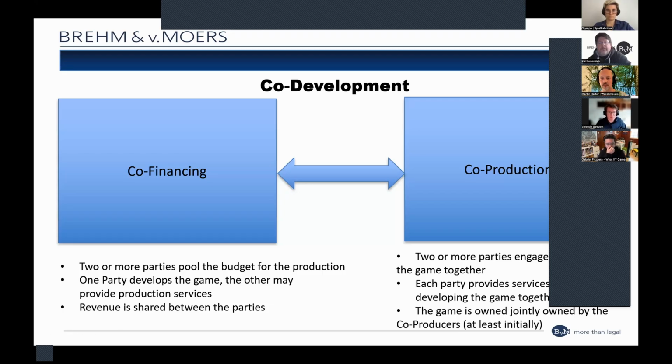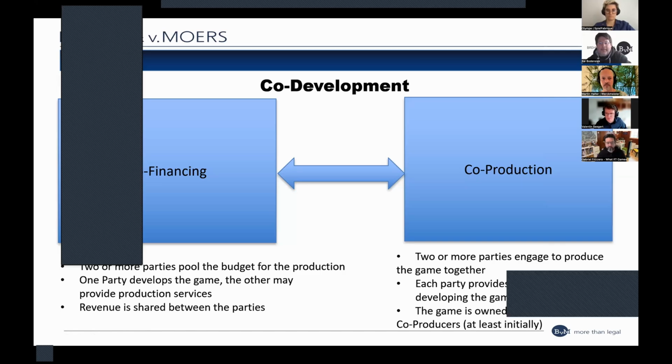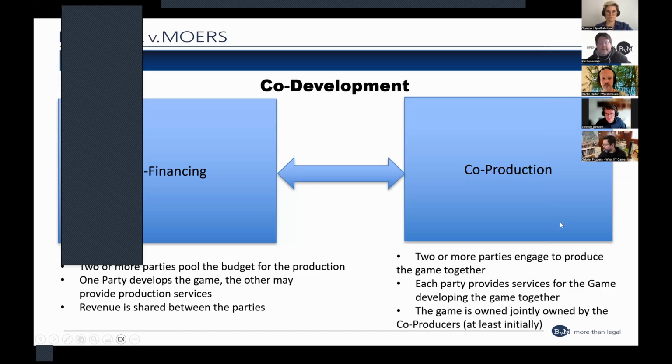And then we have what I would call the real co-production, and the real co-production works a little bit different. And there we have, again, two or more parties. Yeah, we always need at least two parties. And there the goal is to develop the game together. So there's not one party that is in the lead and decides on what will happen to the game, what will happen to the exploitation, but all parties decide together, and they work together in a parted way where each party provides their own part of the game towards the complete production.